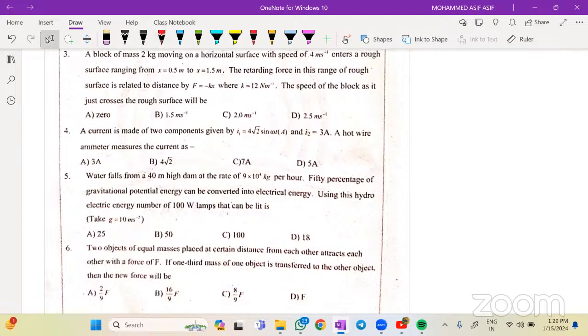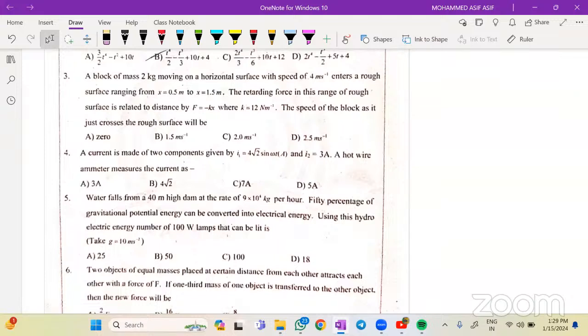क्वेश्चन नंबर 3 देख लीजिए. A block of mass 2 kg is moving on a horizontal surface with a speed of 4 meter per second. Enters a rough surface ranging from x equals 0.5 meter to x equals 1.5 meter. The retarding force in this range of rough surface is related to distance by F equals minus kx, where k की value दे रखा है 12 Newton per meter. The speed of the block as it just crosses the rough surface will be equal to how much for me?